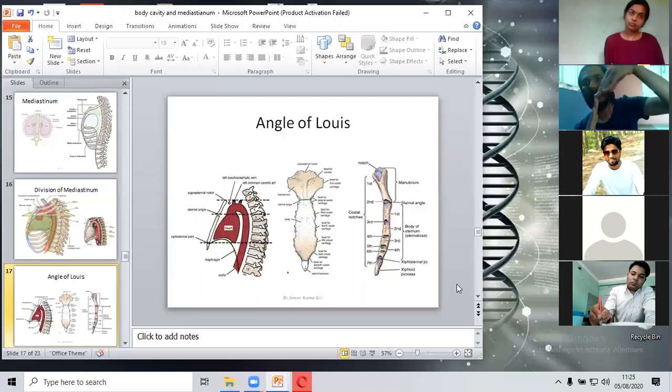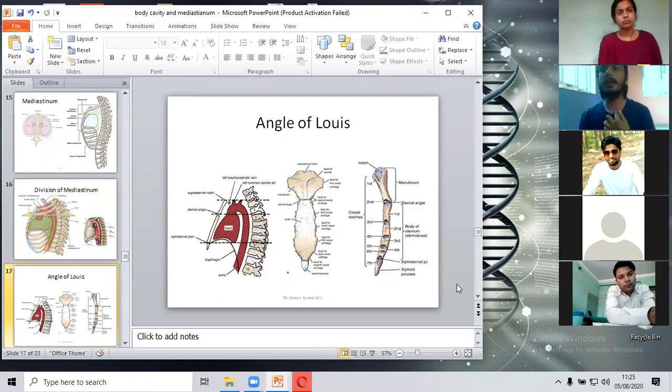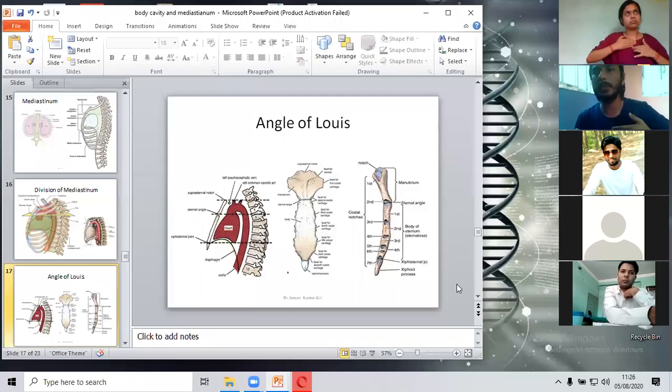Are you getting it now? You can feel this angle in your own body also. Just put your finger here. There is one notch, so this is the jugular notch. Just one hand breadth, or 5 centimeters, below this, you will feel one transverse ridge, a transverse elevated portion. At the junction between the manubrium and the sternum, you will feel an elevated bony ridge. That is the angle of Lewis.